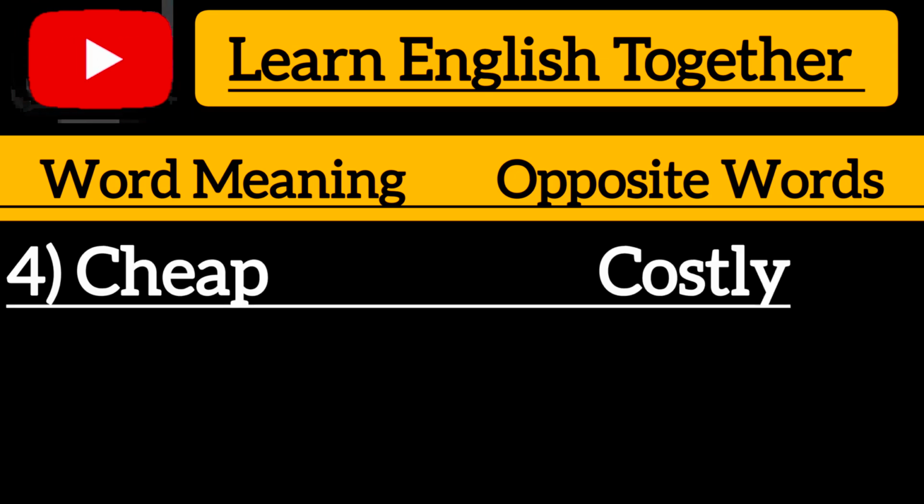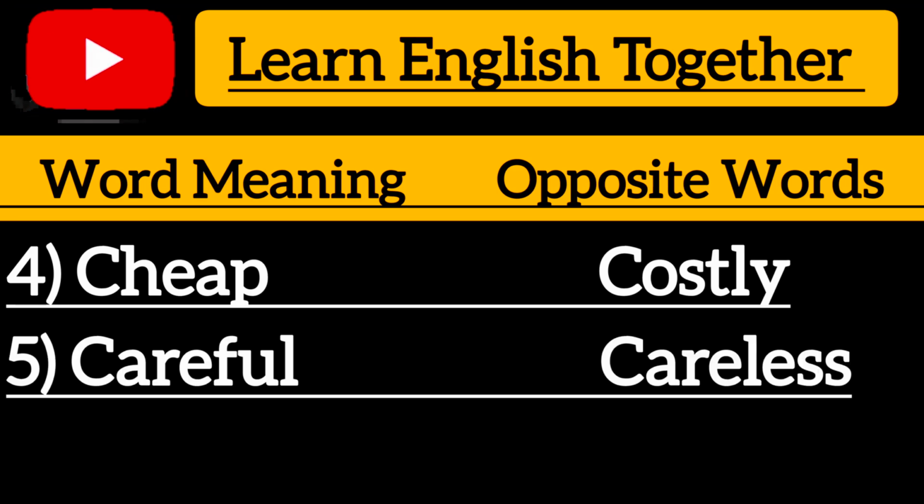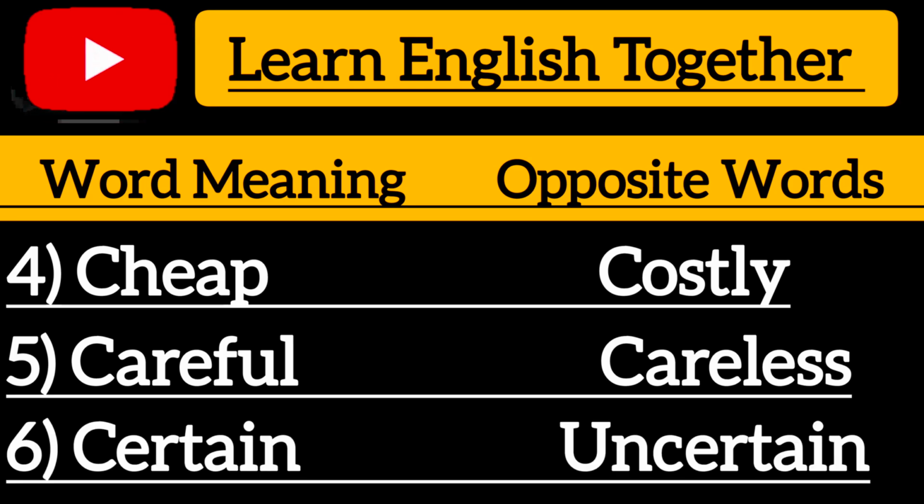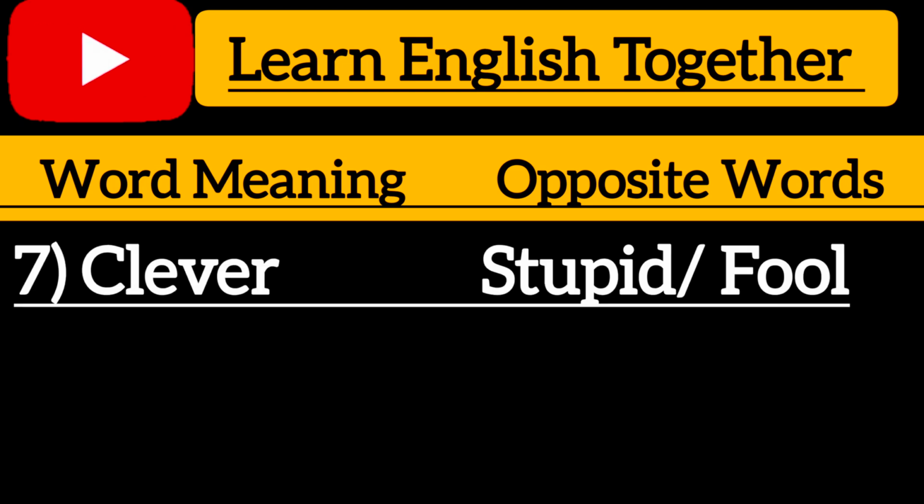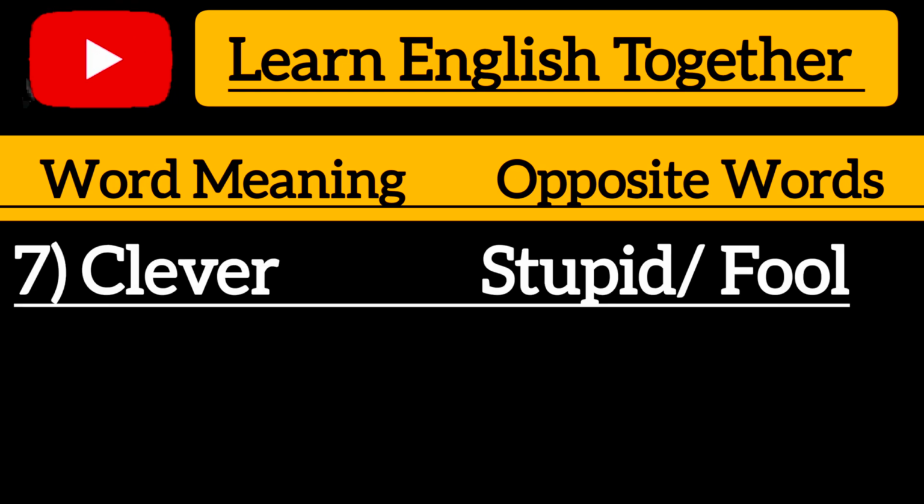Number 4, cheap. Opposite word is costly. Number 5, careful. Opposite word is careless. Number 6, certain. Opposite word is uncertain. Number 7, clever. Opposite word is stupid or fool.